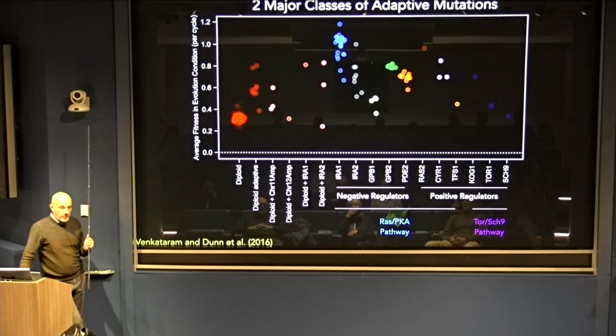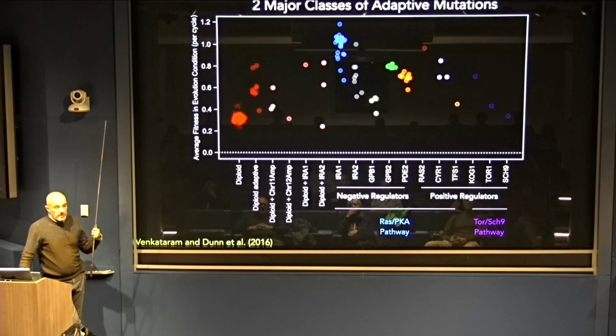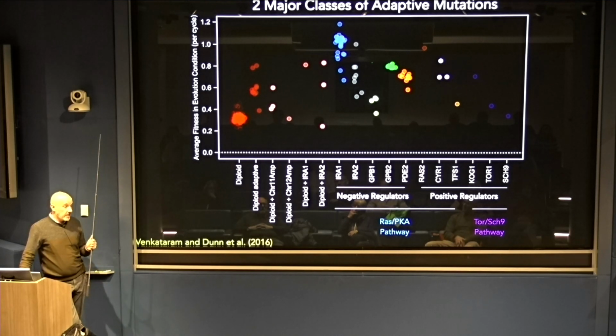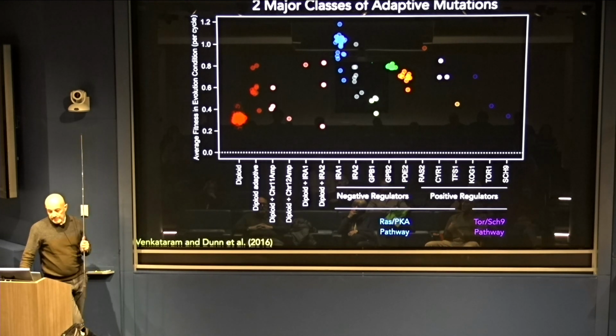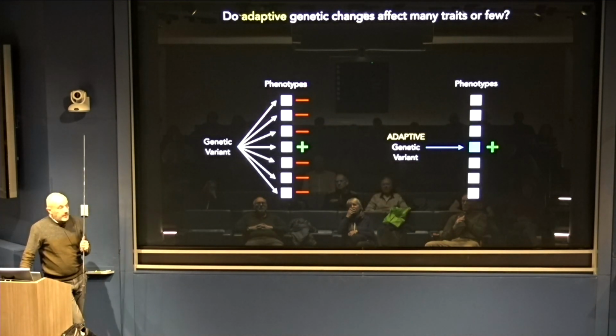Okay, so the whole question for me was, can we learn something about these large effect adaptive mutations? How can we ask whether or not they're modular, and how many traits they affect? This is a signaling pathway, so maybe they just do one thing. There will be one trait that changes, and they all kind of do the same thing. Let's see whether that's true.